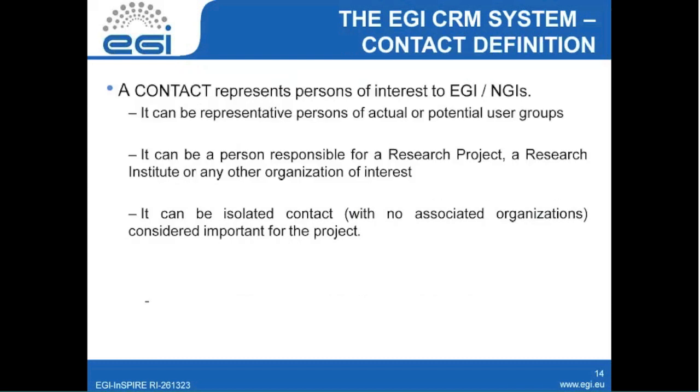Then a contact in the CRM system is basically a record for a person, okay? And a person can be, let's say, a representative of a wider community. It can be a single individual in front of a research institute, or it can even be an isolated scientist whom you think it's useful to record because it can, let's say, open a window to similar people doing the same kind of activities.